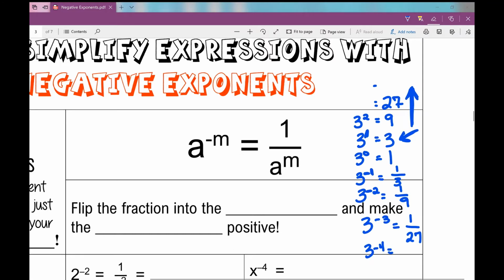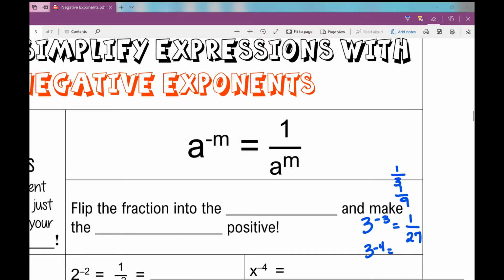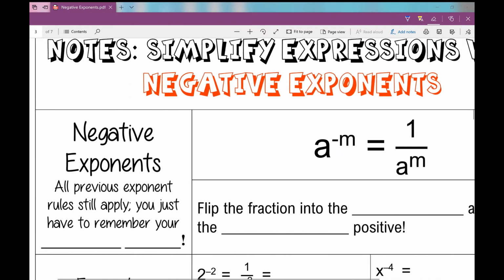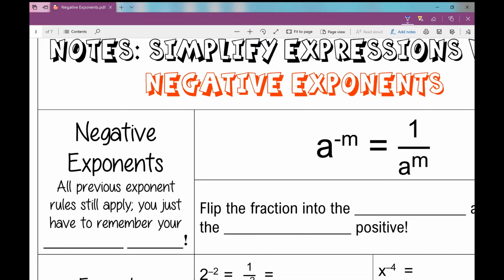Okay, let me erase all this and let's get started with our notes. So now you know what it means when I have a negative exponent. So we're actually going to be simplifying expressions with negative exponents. All of your exponent rules that you've already learned still apply. But today, because we're dealing with negative numbers, you have to remember your integer rules. What are my integer rules when I'm multiplying, dividing, adding, and subtracting?